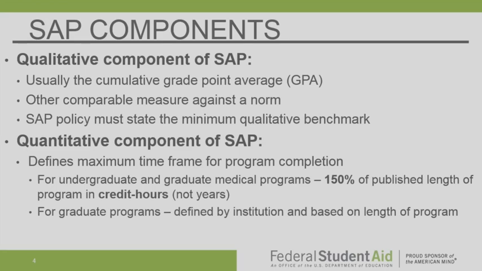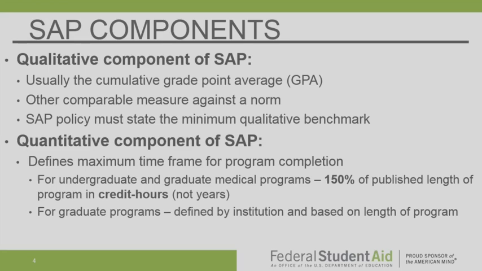For undergraduates, they are eligible for 150% of the published length of the program in credit hours. Sometimes I'll see another area of confusion, where people put the number of years as the maximum time frame. For example, if you have a 4-year program, your SAP policy will say the maximum time frame is 6 years. Okay, you can't do that. It's got to be in credit hours.